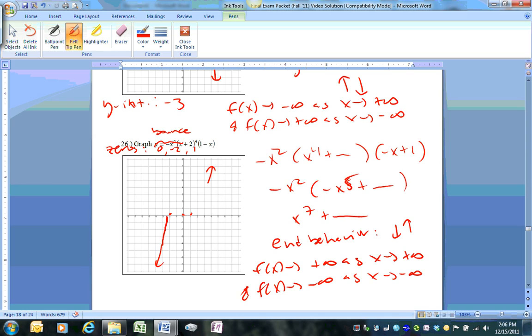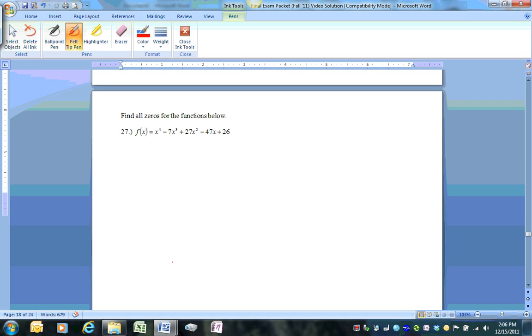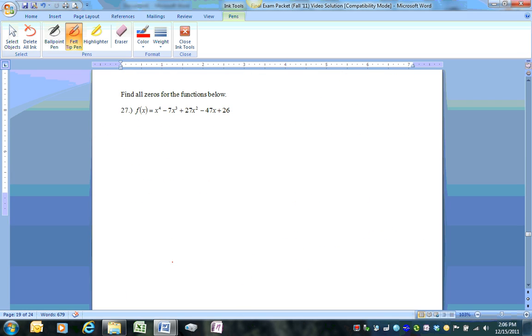So it hits -2, bounces off of it, kind of dips down a little bit. We don't know how far it dips down, but it's going to come back up again. Hits 0, bounces off again, then passes through. The y-intercept, by the way, is 0 here. If you plug in 0 for x, you'll get 0 for y. Okay. You'll definitely see problems like 27 and 28.